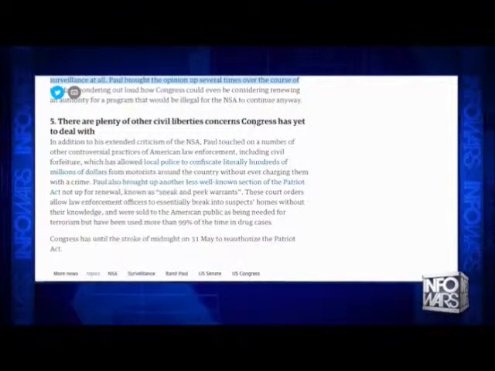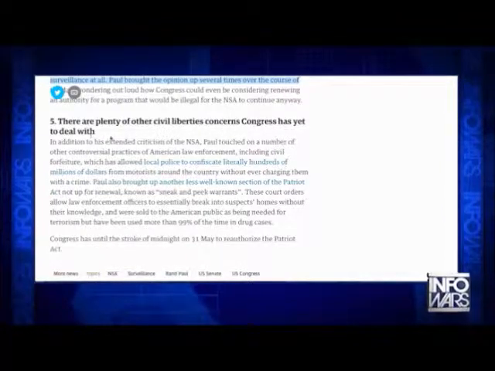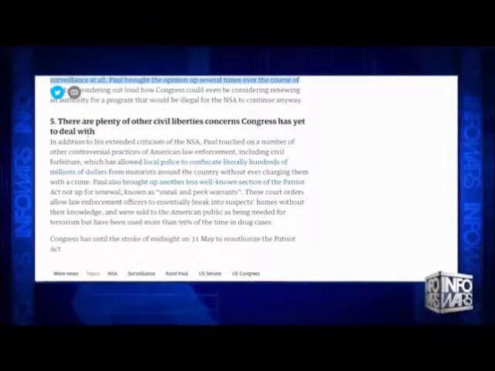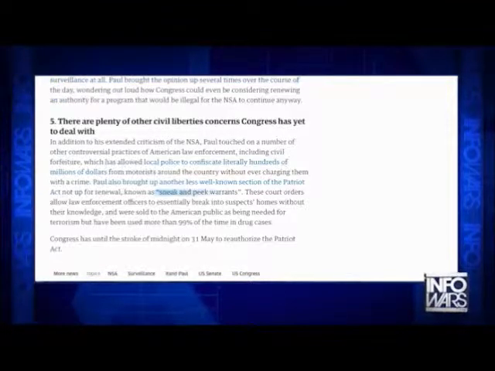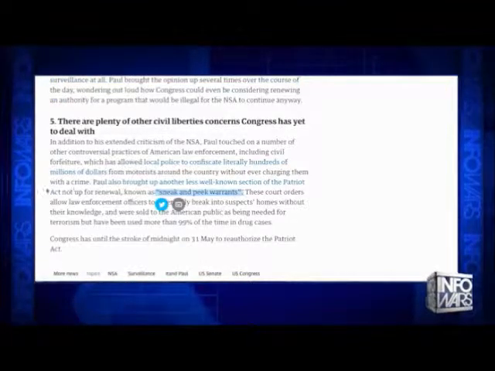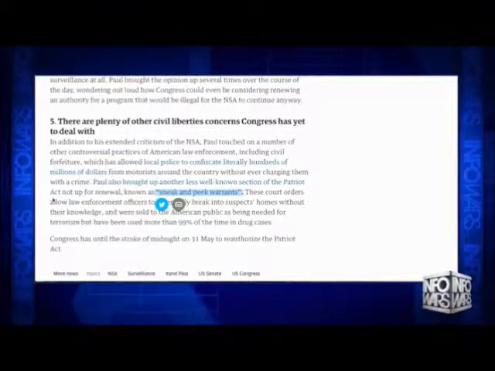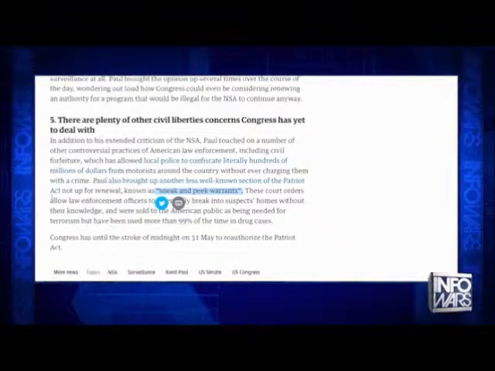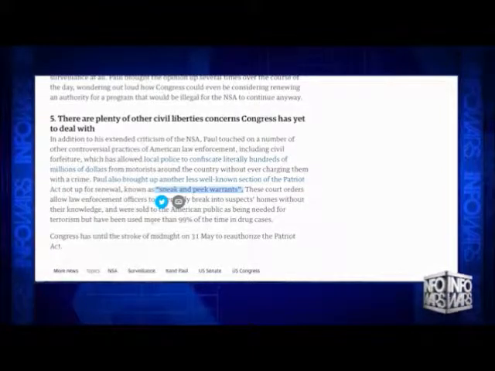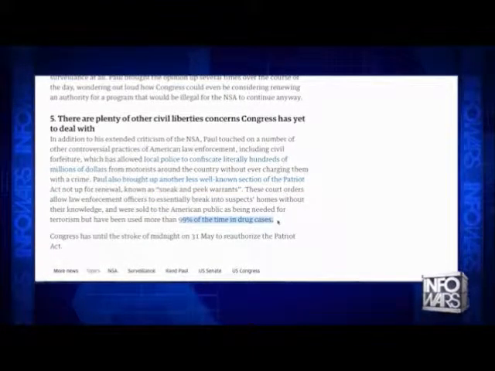And then lastly, he said that there are plenty of other civil liberties concerns that Congress has yet to deal with. Obviously, there's a number of other controversial practices. One is known as sneak and peek warrants. These are court orders that allow law enforcement officers to essentially break into suspects' homes without their knowledge. These were sold as being needed for terrorism, but they were used more than 99% of the time in drug cases. And also, there is the little tool being used by law enforcement, civil asset forfeiture.